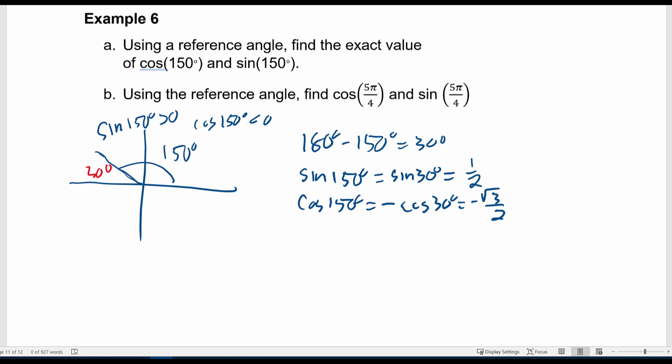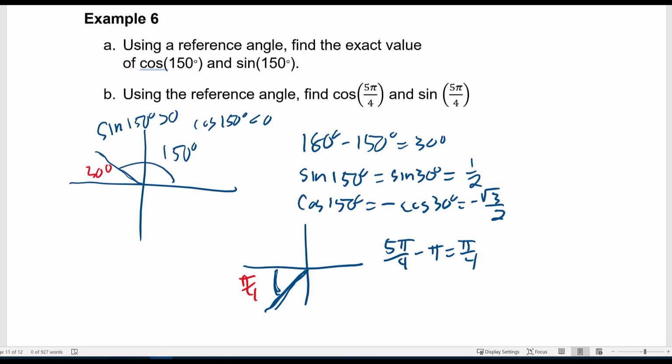Now it says use reference angles, find cosine of 5 pi over 4 and sine of 5 pi over 4. Okay, so 5 pi over 4 is down here. And so let's get a reference angle. So 5 pi over 4 minus pi is going to be pi over 4. So our reference angle is pi over 4.